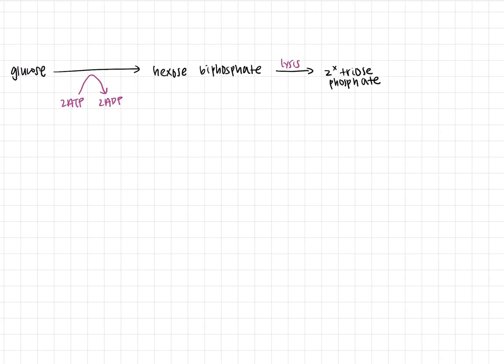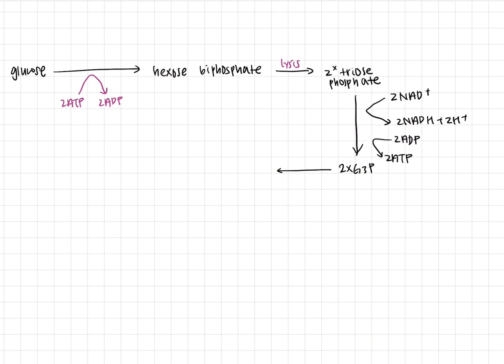And through ATP formation and oxidation, 2 triose phosphate turn into 2 G3P. Here we oxidize NAD+, and then make 2 ATP. And finally, the 2 G3P is converted into 2 pyruvate by another ATP formation. So in total, because 2 ATP is consumed and 4 ATP is produced, the net gain of ATP in glycolysis is 2 ATP.